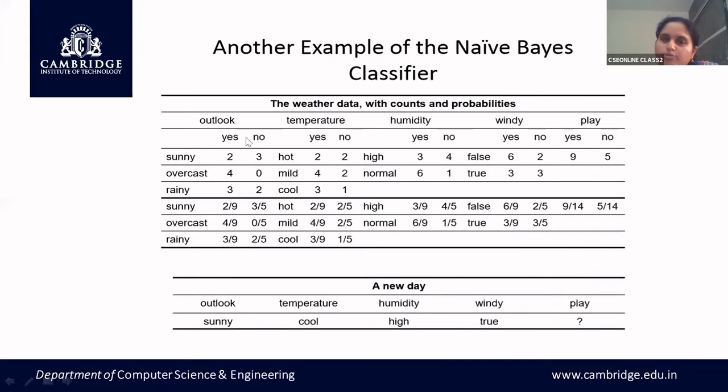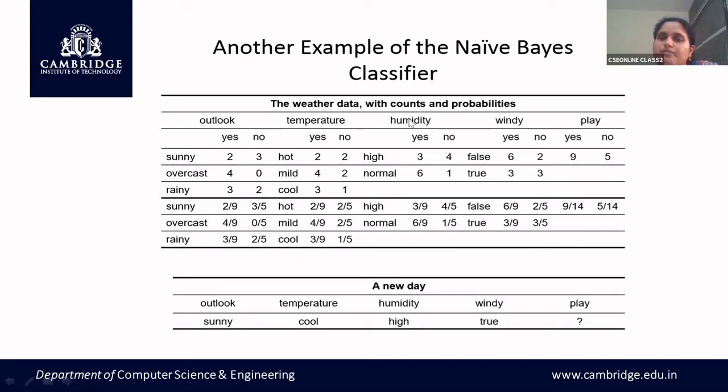So here in the problem, the probabilities are given. The probability of sunny is 2 by 9, overcast is 4 by 9, rainy is 3 by 9. Similarly, even for decision no, outlook is given. For temperature, again for yes and no there are two labels, so the probabilities are given for the values hot, mild, and cool.